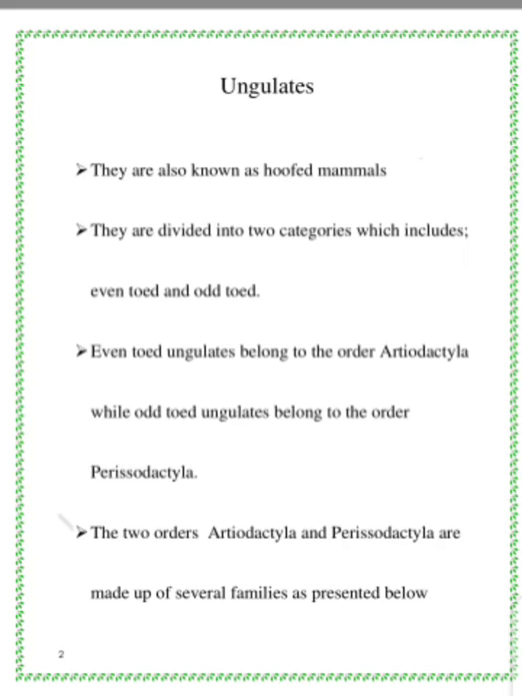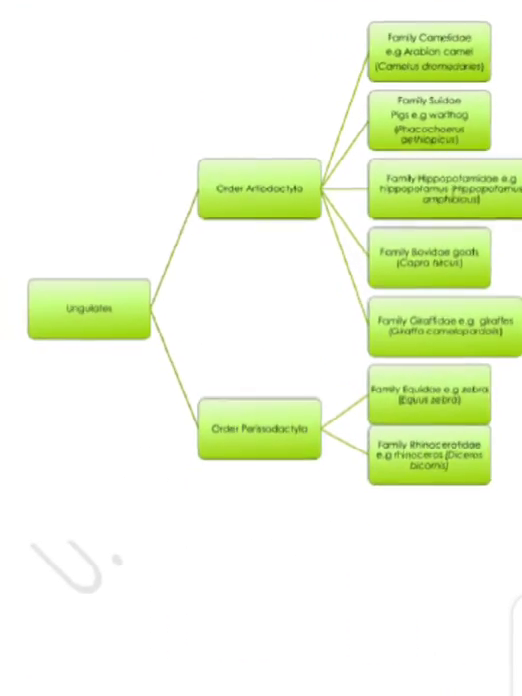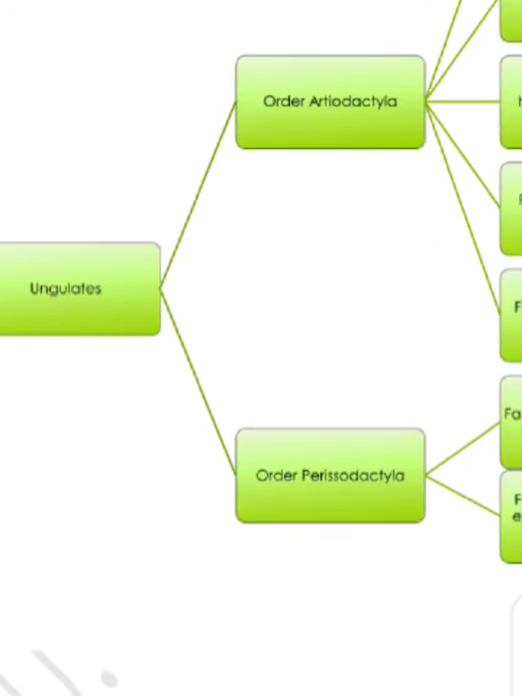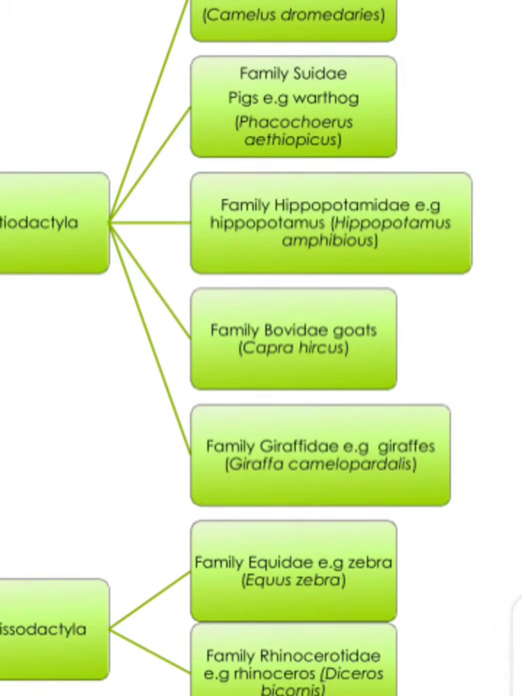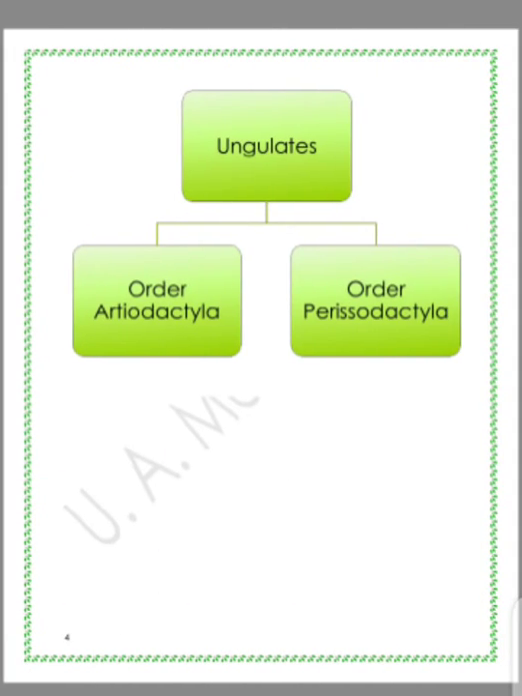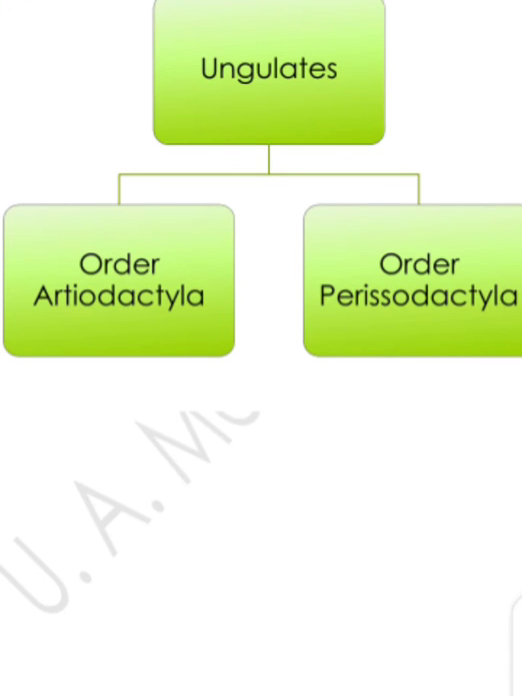The even-toed ungulates belong to the order Artiodactyla, while the odd-toed ungulates belong to the order Perissodactyla. So now these two important orders are basically subdivided into several families as presented below. Now, this particular flow chart shows how ungulates are divided into two orders, and the orders are divided into various families. Now, let's look at them closer.